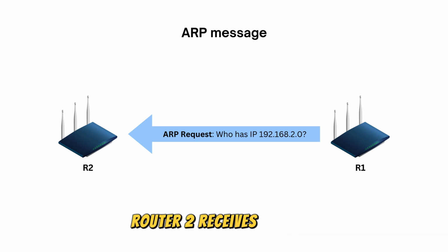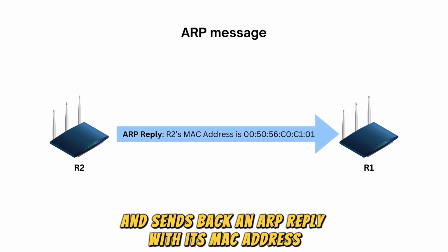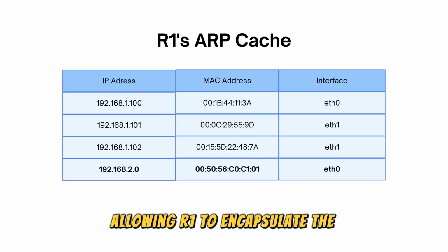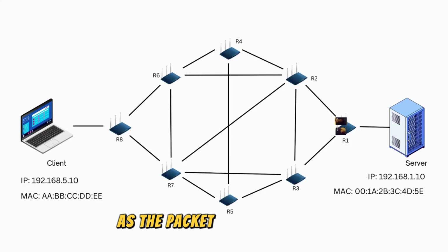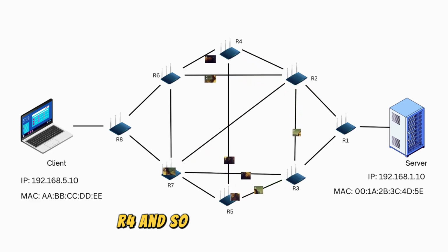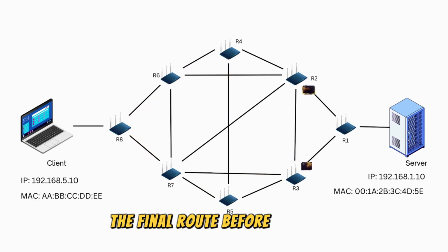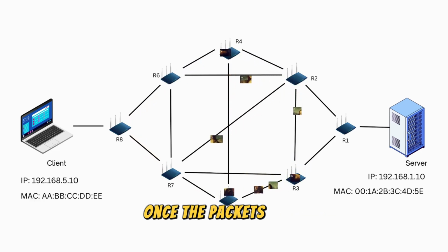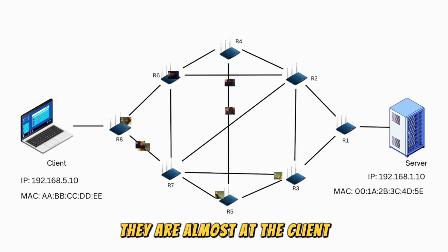Router 2 receives the ARP request and sends back an ARP reply with its MAC address, allowing R1 to encapsulate the packet for the next hop. This ARP exchange continues as the packet moves through subsequent routers, R3, R4, and so on, until it reaches router 8, the final router before arriving at the client. Once the packets have successfully traversed through R8, they are almost at the client.